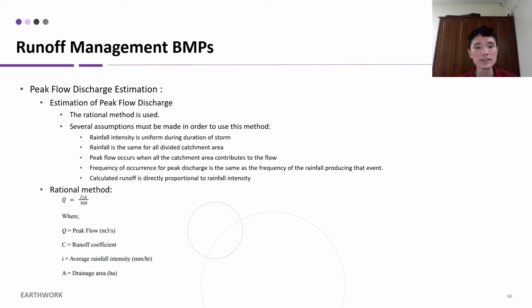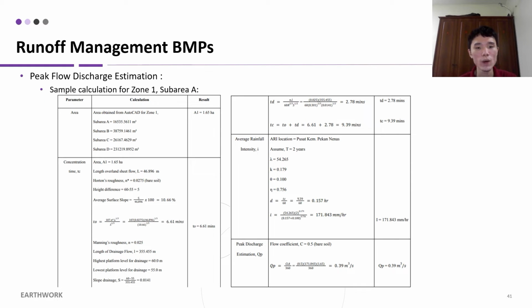Next, we determine the peak flow by using the rational method. The formula is Q equals CIA divided by 360. For Zone 1, the area is 1.65 hectare. By using this value, we proceed to calculate concentration time TC, average rainfall intensity I, and peak discharge estimation QP. The results are shown in the table below.